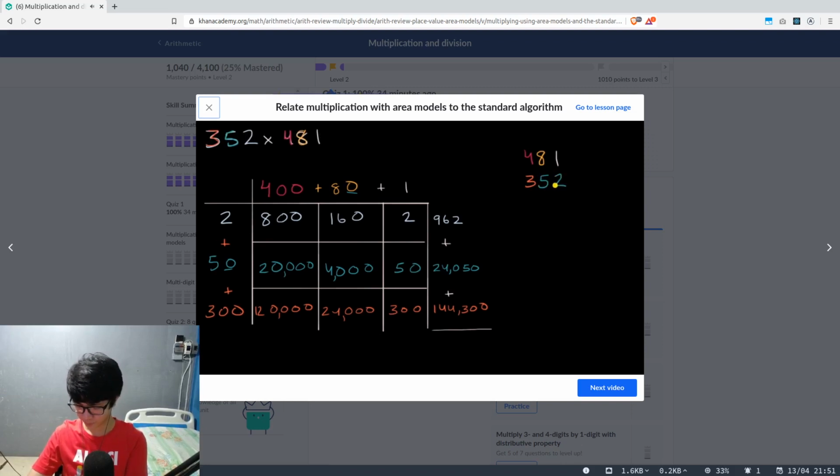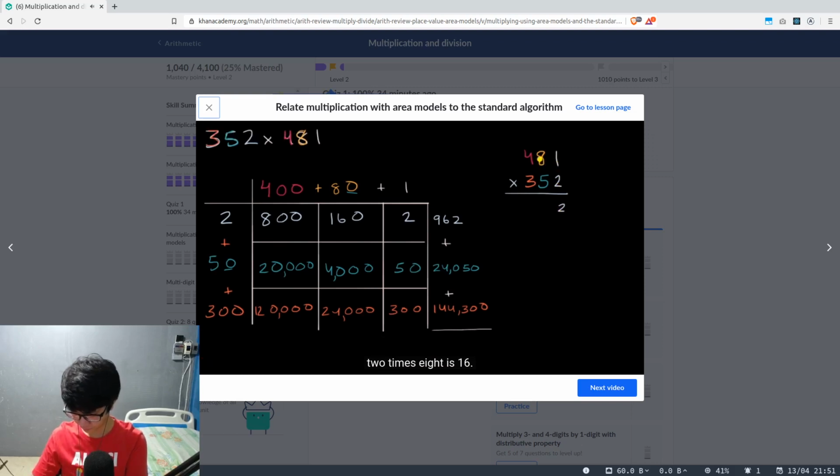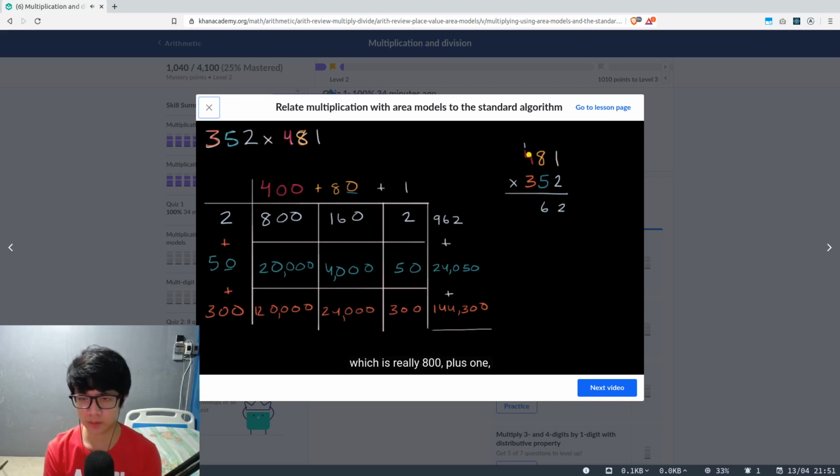And in the standard algorithm, the way that we do it is we start with this 2 in the ones place, and then we multiply it times 481. So 2 times 1 is 2. 2 times 8 is 16. So we put the 6 here, and then sometimes we say we'll carry the 1. We're really regrouping that as a hundreds. That's 10 tens, which is a hundreds. And then 2 times 4 is 8. It's really 800 plus 100. So that's 900.